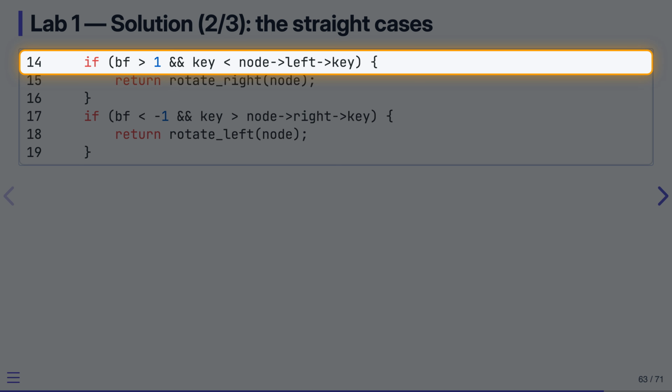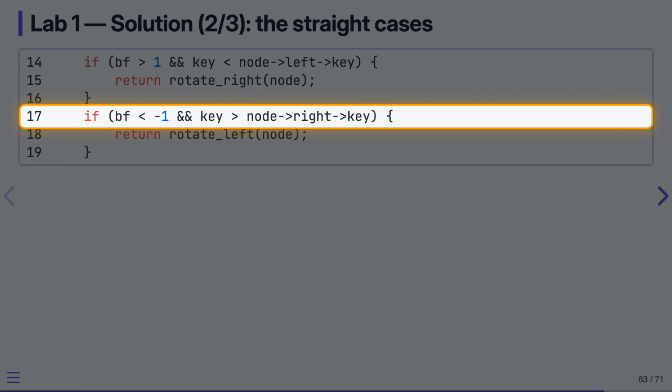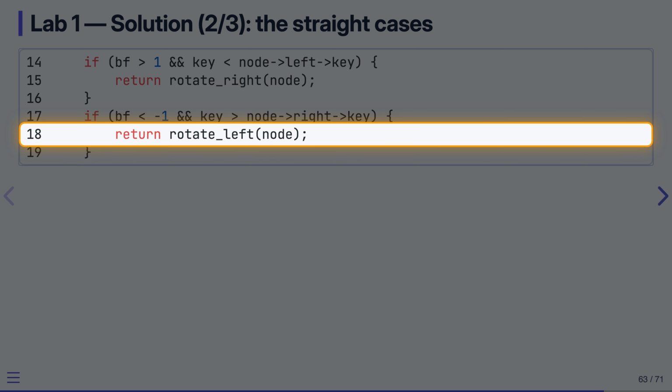The left case: if the balance factor is greater than 1 and the key went to the left of the left child, the heavy path is a straight line. One right rotation fixes it, and we return the new root. The right case is the same idea on the other side. Balance factor less than -1, and the key went to the right of the right child. One left rotation fixes that one.